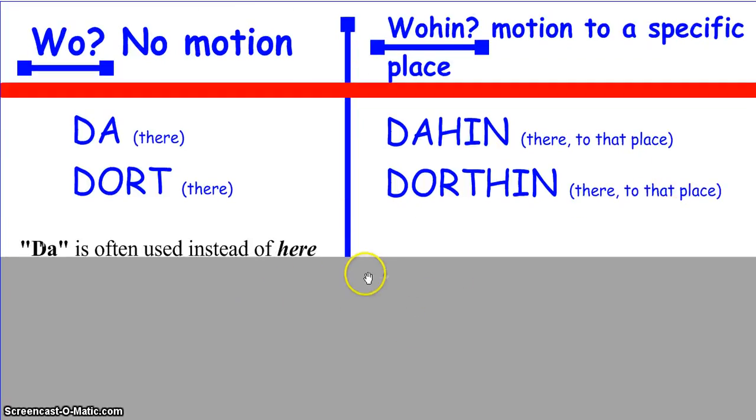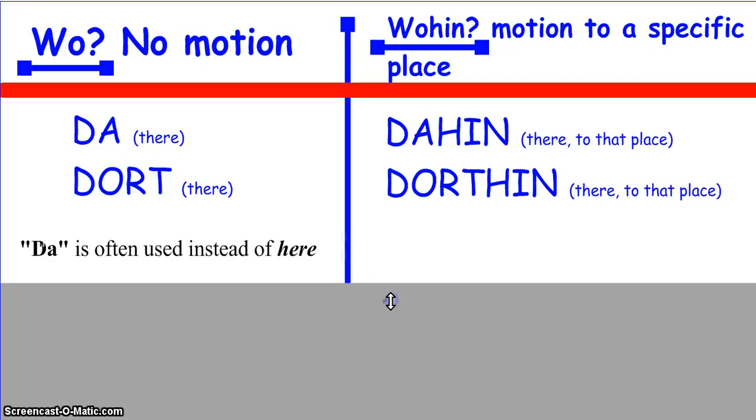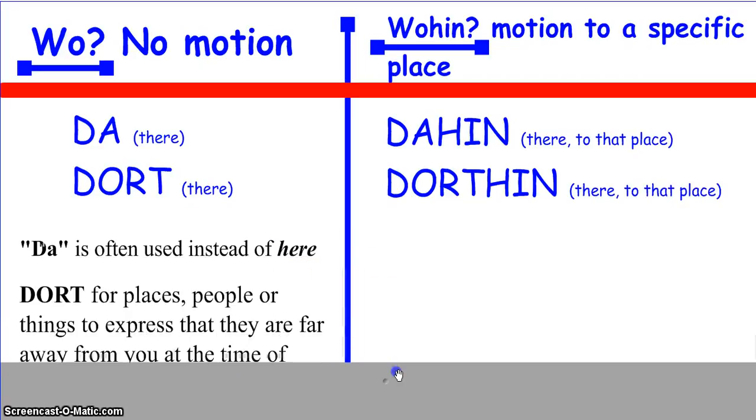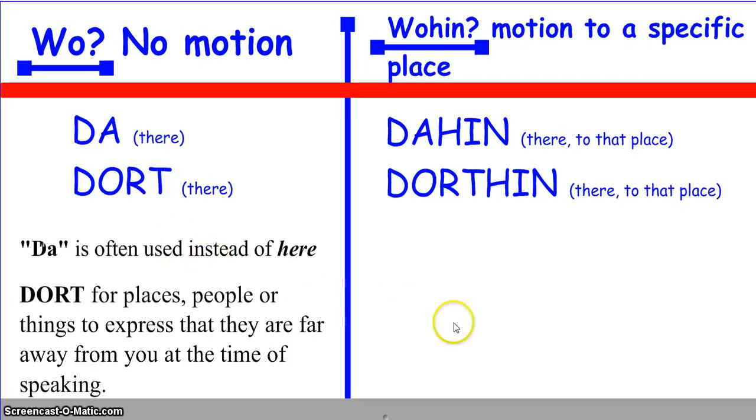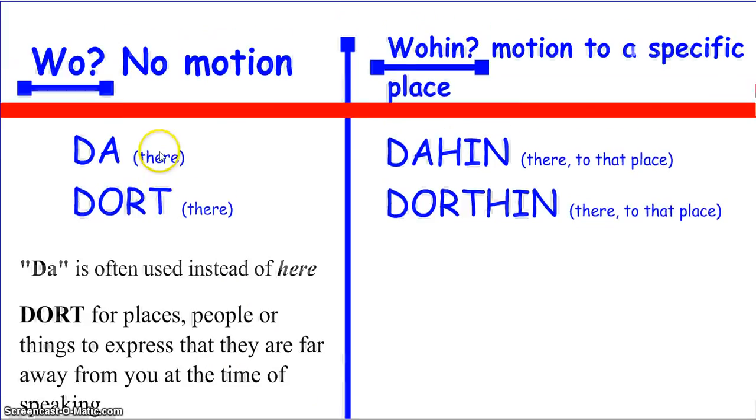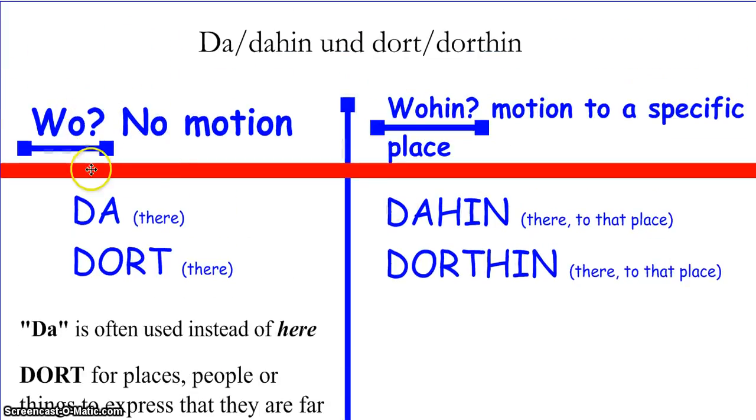So da is often used instead of here, meaning there, but here. And dort we typically see used for places, people, or things to express that they are far away. So da is immediately located close to you in the vicinity. And we see dort as meaning that it's far away from you or outside of you, not in your immediate vicinity.